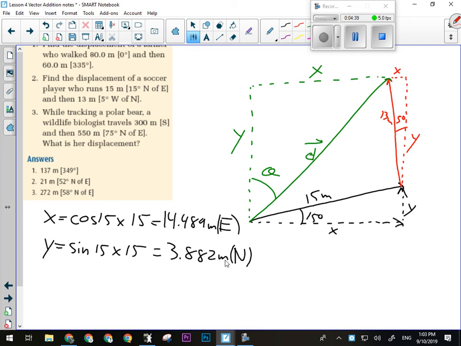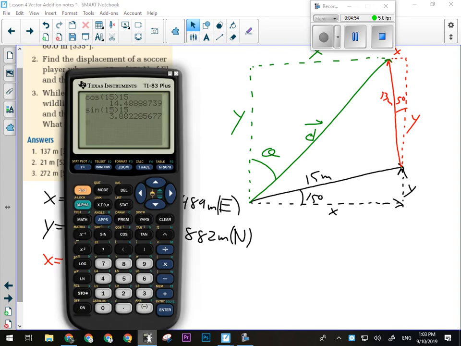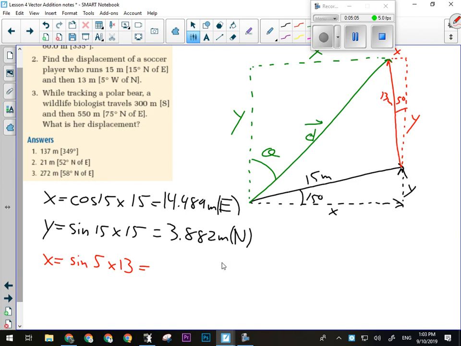Okay. Then I need to find the x and y components for the red triangle. On my red triangle, x is opposite my angle. So x will be calculated using the sine of the angle, 5 degrees, times the hypotenuse, which was 13. All right, so that's going to be 1.133 meters. And that's west. And then my y component is the adjacent side, so that'll be the cos of 5 times 13.